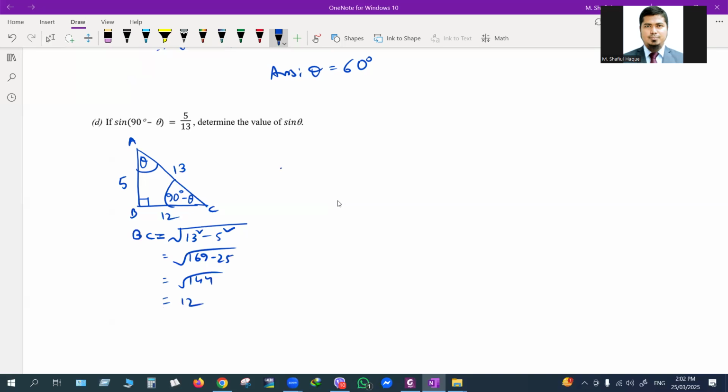So sin theta is equal to, this is the angle theta, opposite is 12 and the hypotenuse is 13. So 12 by 13 will be the answer. So if you draw this figure, then show this 90 degree minus theta and theta, and then you can find out the other side, that is BC, and then you can write what is the value of sin theta. Okay. So this is very simple if you draw the figure.